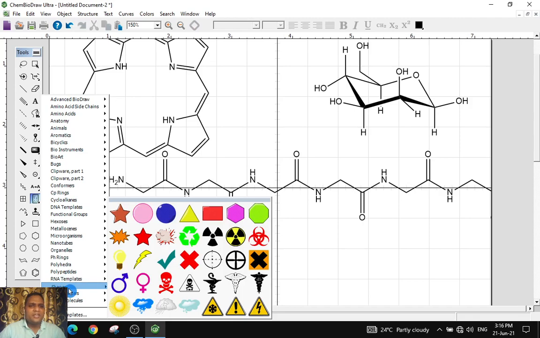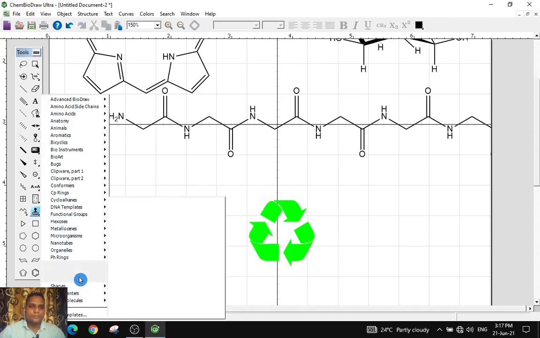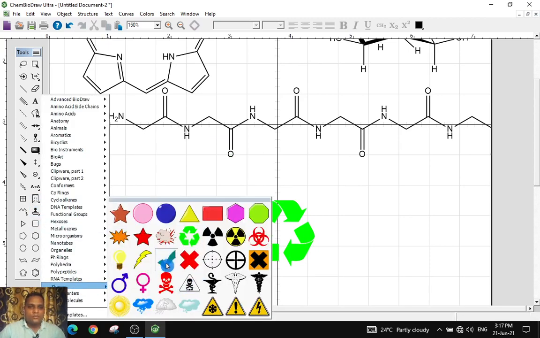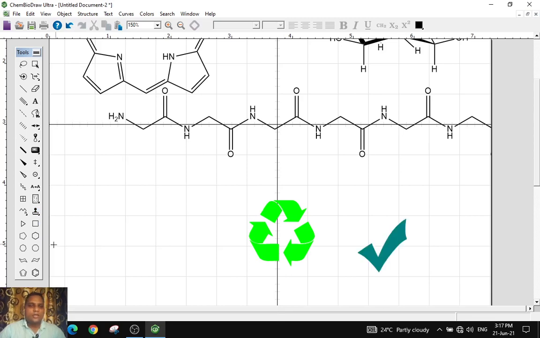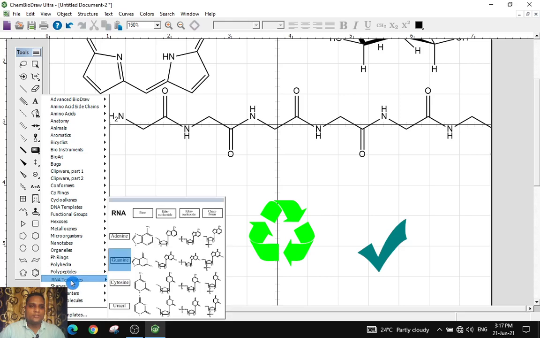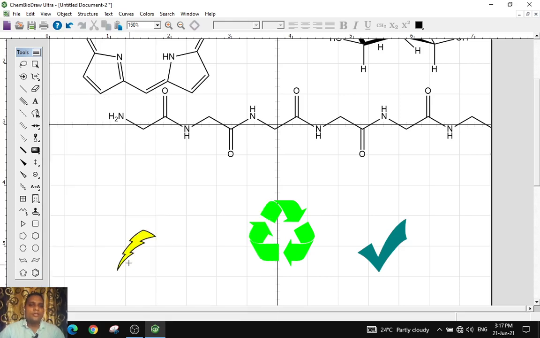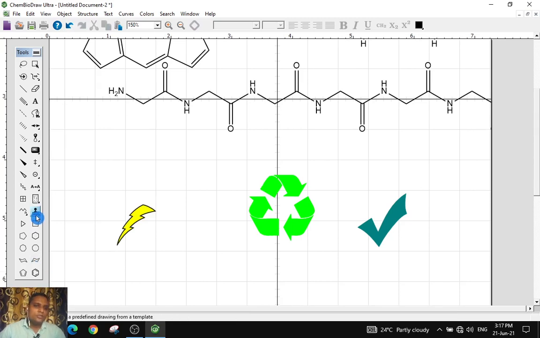RNA templates, DNA templates, shapes are also there. You can see the recycled shape. If you are working on green chemistry, you can use this kind of shapes. Arrows are also there. You can directly show this arrow. If you want to show the lights coming from, or UV lights, or if you want a bulb, it is also there. You can simply show it by clicking. This is an excellent tool.